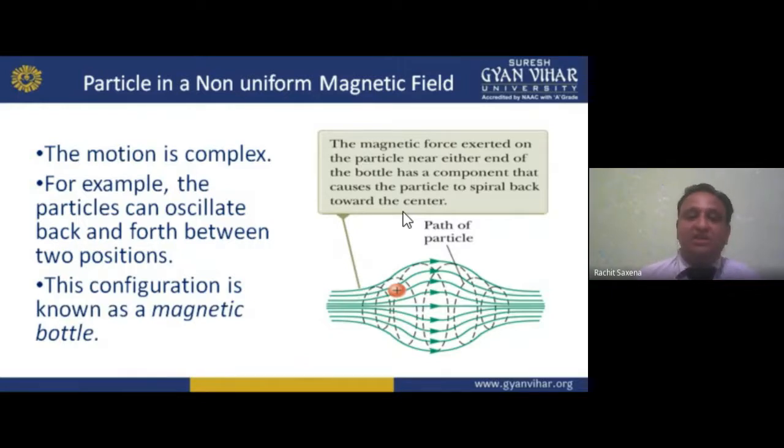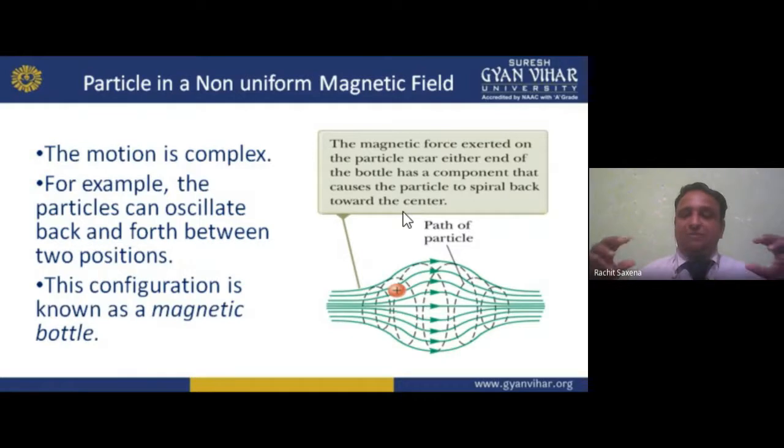If the magnetic field is non-uniform, it is not circular, not spherical, not rectangular, not square. It is a special kind of shape. So the motion is complex, very complex. For example, particles can oscillate back and forth between two positions.